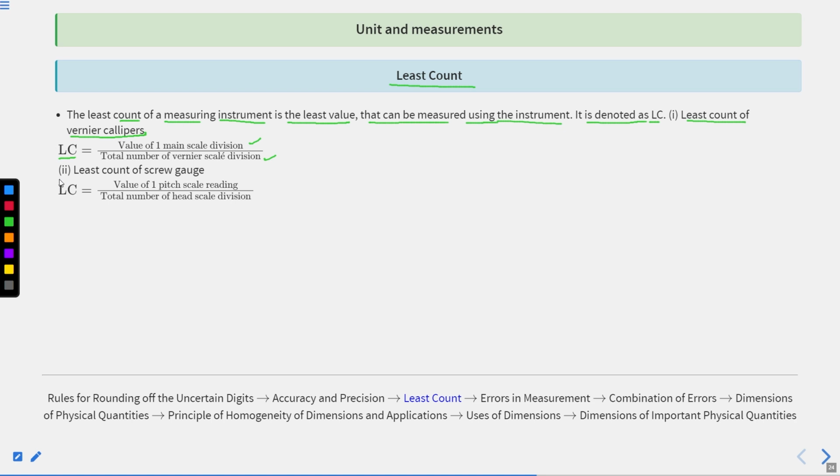Clear? And second, least count of screw gauge is the value of one pitch scale reading to the total number of head scale divisions. So this is the formula of least count of two different instruments. Clear?